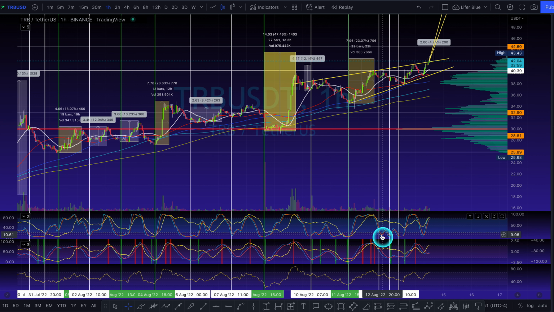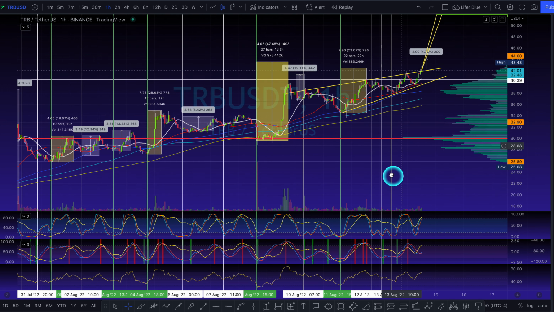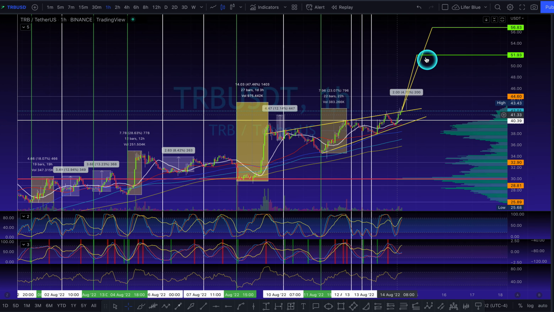And so right now we're kind of looking at it now. Well, the stochastic is kind of high, and so is the stochastic RSI. We're at the top of a rising wedge. It could break out parabolic. It very well could. We have a couple of targets here because we basically broke support and resistance here.